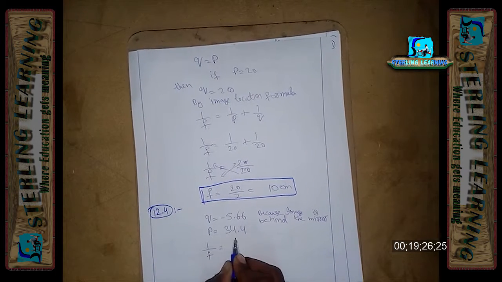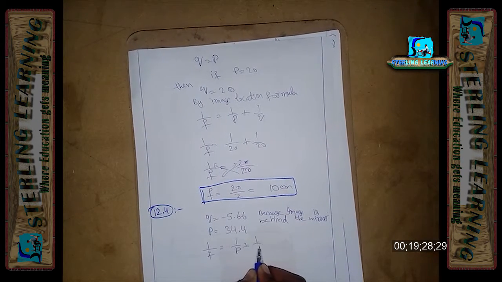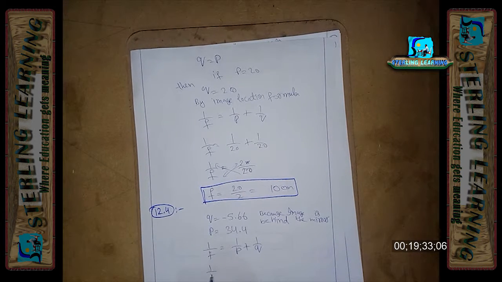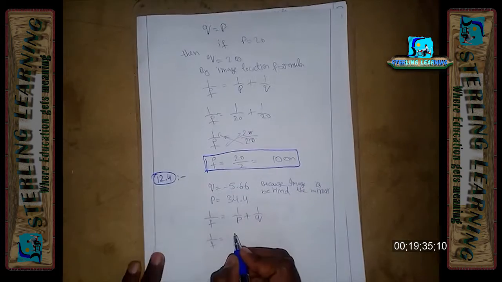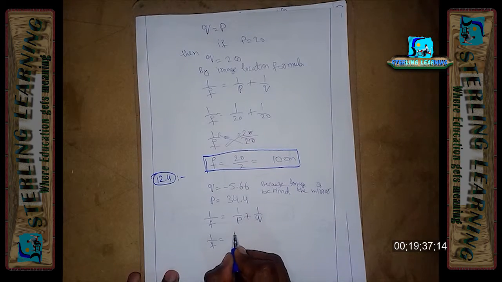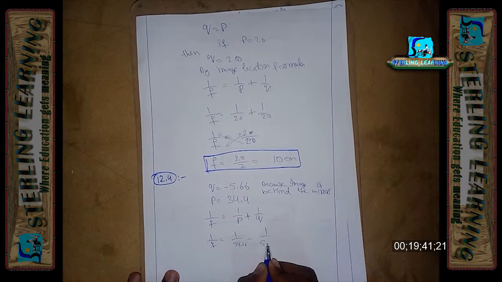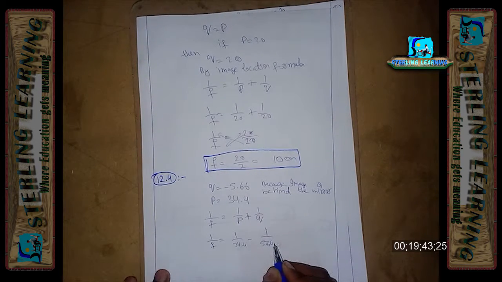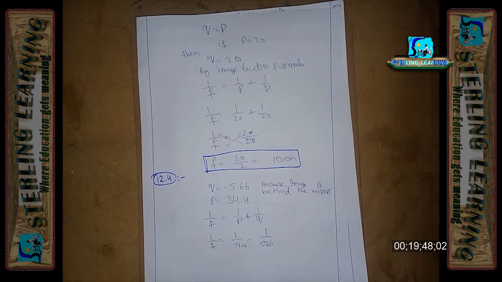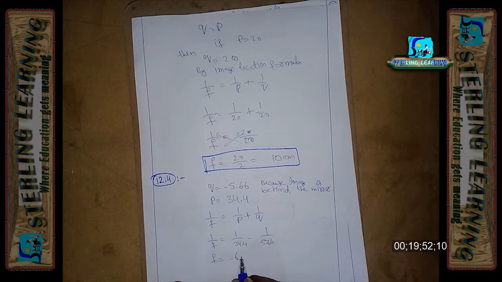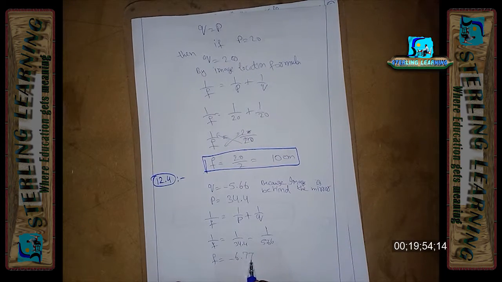1 over F is equal to 1 over P plus 1 over Q. 1 over F we need to calculate, 1 over P we put the value here, 1 over 34.4 minus 1 over 5.66. After calculation you get F is equal to minus 6.77. This is the value of focal length.